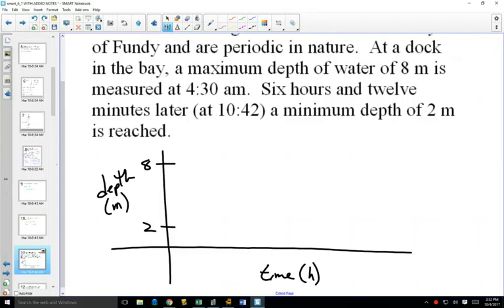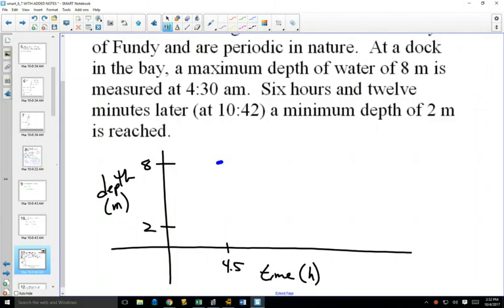When is it at 2? It's at 2 at 10:42, and it's at 8 at 4:30. So if I put in 4:30, what do you think I should mark along here for 4:30? 4.3? 4.8? 4.5. Okay? That was the easy one. 4:30 is 4.5. It's a little bit tricky to do math with minutes and hours, so we have to only work in hours, and 4:30 would be 4.5. And at that point, it's at its maximum at 8.